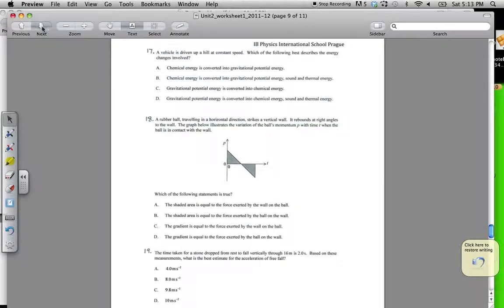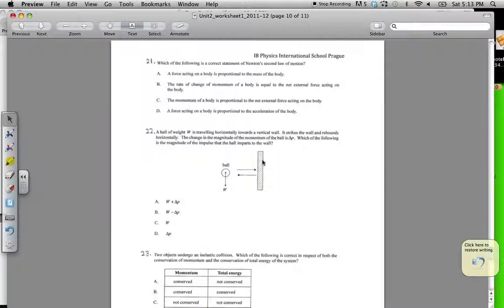Next page. 21. Which of the following is a correct statement for Newton's second law of motion? A force acting on the body is proportional to the mass of the body. No, it's proportional to the acceleration, isn't it? The mass is the constant of proportionality. The second one, the rate of change of momentum of the body is equal to the net force acting on the body. The rate of change.